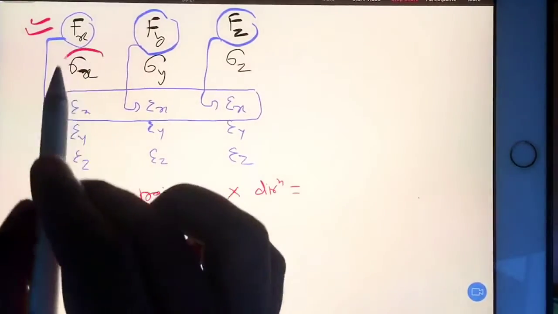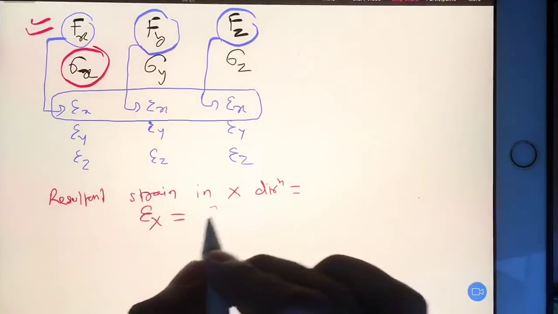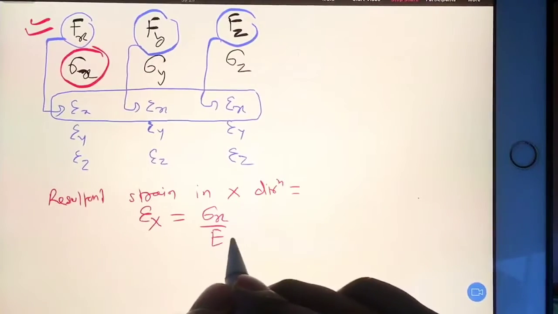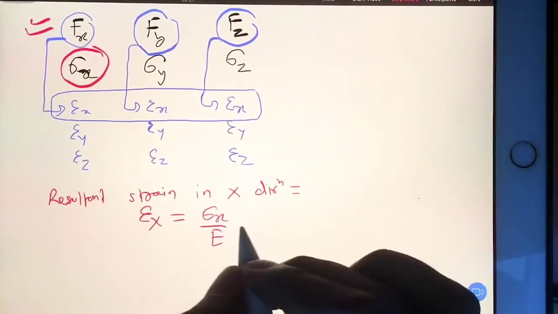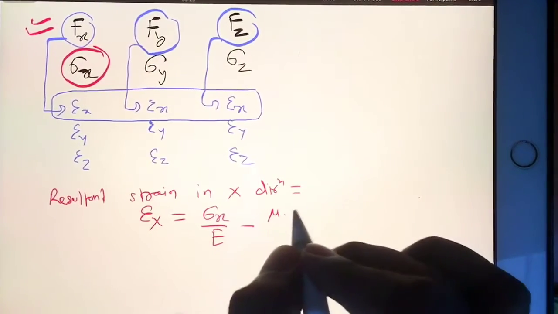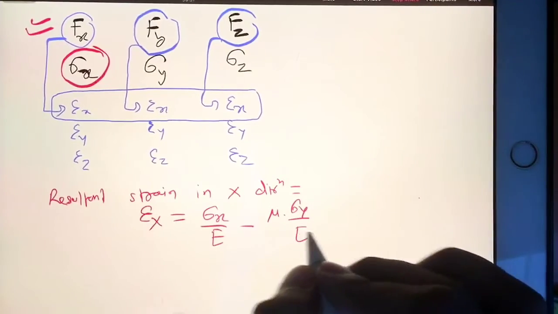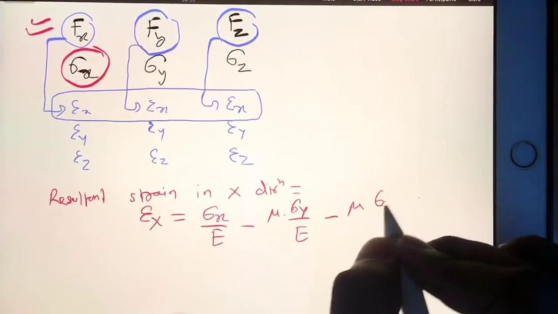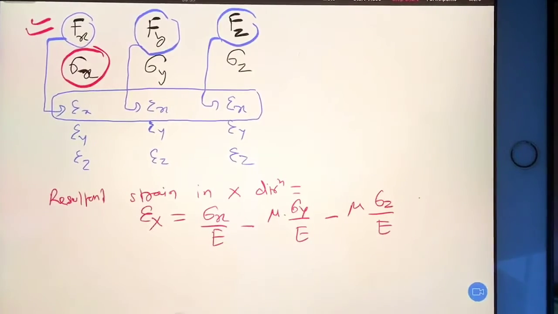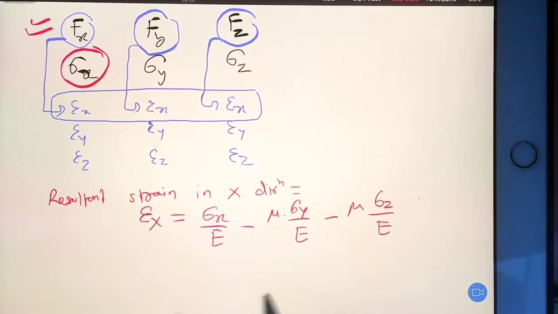So because of that this stress will come into picture: sigma x by E, and remaining two you have to copy from that: minus mu times of sigma y by E, then minus mu times of sigma z by E. See how easy it is. People are in fear of 3D. What is 3D? How easy it is.